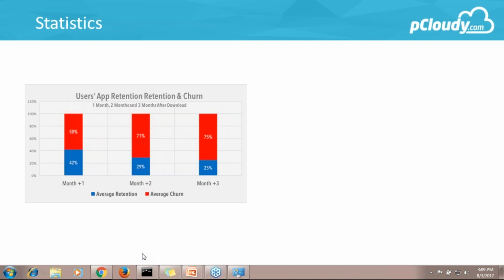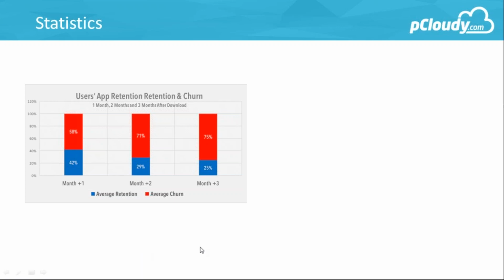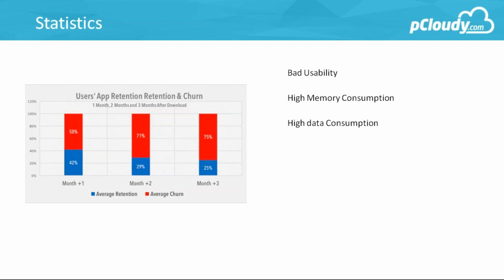If you look at it, there are certain aspects which we have come across, which we have seen in the market. Some of them I've tried to jot down here. Bad usability. Usability is one of the primary concerns most users have. High memory consumption. If your application is consuming too much memory, then it's a definite concern to the users. High data consumption, because there is a cost associated with that, and in turn, high data consumption may affect the battery consumption of the device.